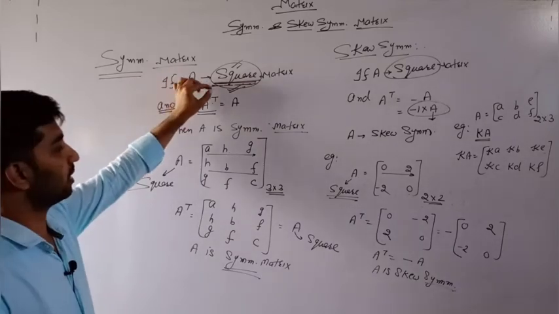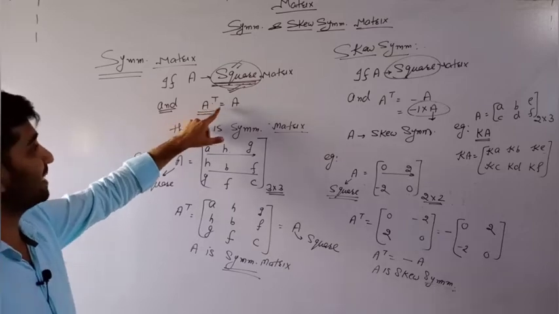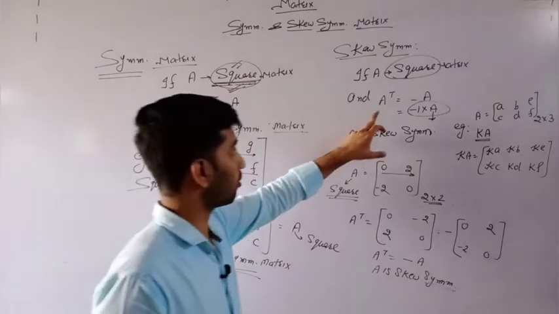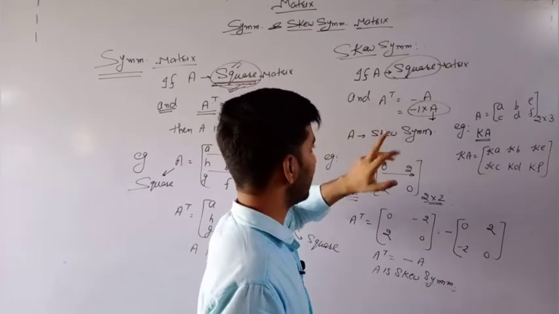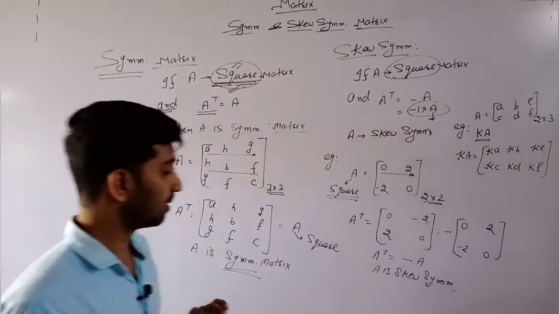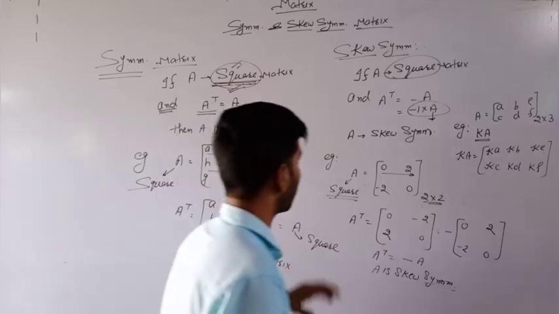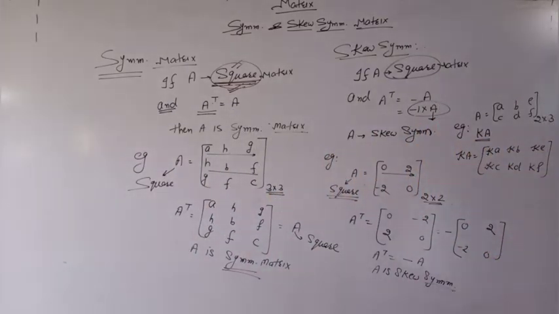So there are two types, symmetric and skew symmetric. If the transpose of a square matrix is equal to itself, then it is called a symmetric matrix. And if the transpose of a square matrix is equal to the negative of the matrix, then it is called a skew symmetric matrix. Now we will discuss some important properties of symmetric and skew symmetric matrices.